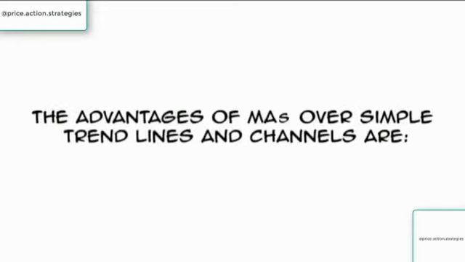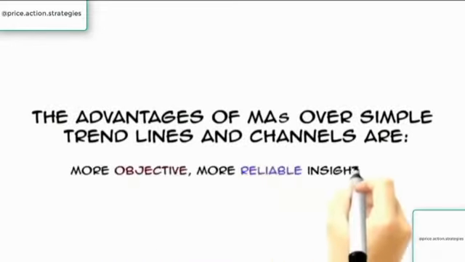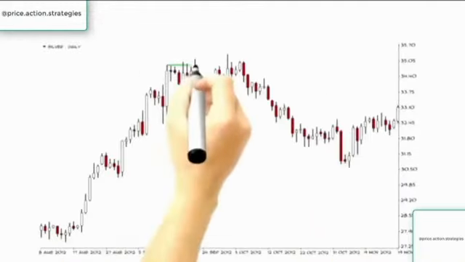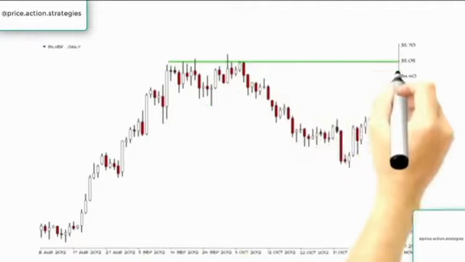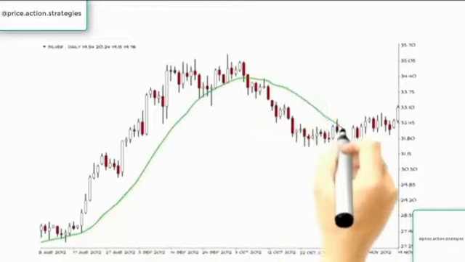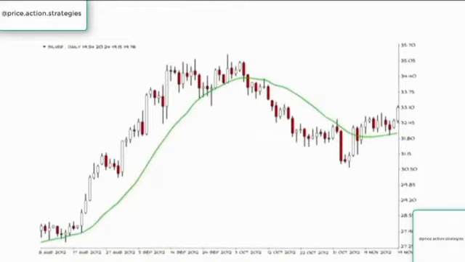The advantages of moving averages over simple trend lines and channels are more objective, more reliable insight into what other traders will do. Different traders may plot their simple trend lines and channels differently, but everyone's moving averages look exactly the same for a given time frame and period, because their charting software packages all use the exact same calculations to draw the various types of moving averages. By using moving averages, we see the same support and resistance that everyone else is seeing, so we get better insight into where most traders want to enter and exit positions, and where they are more likely to make money.